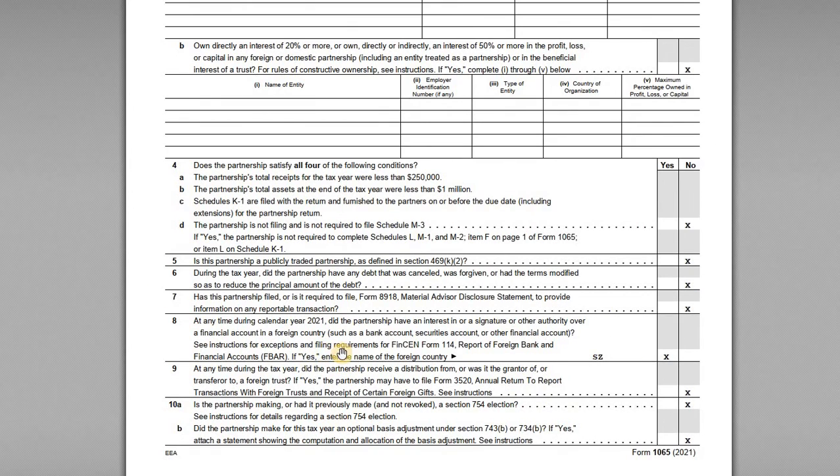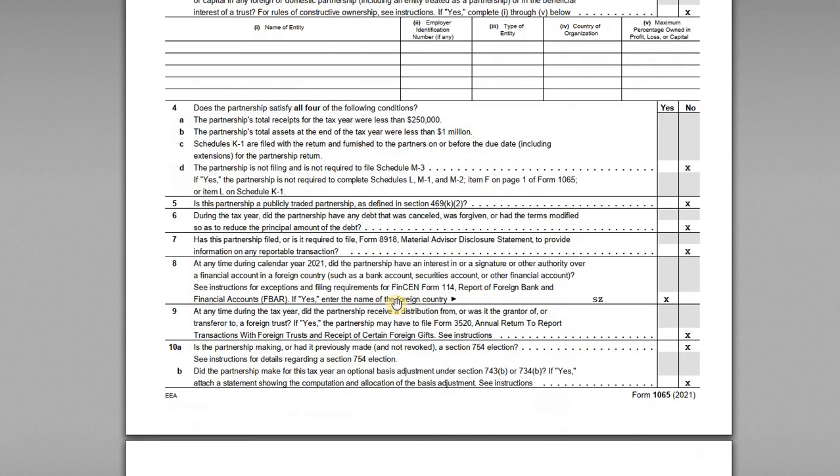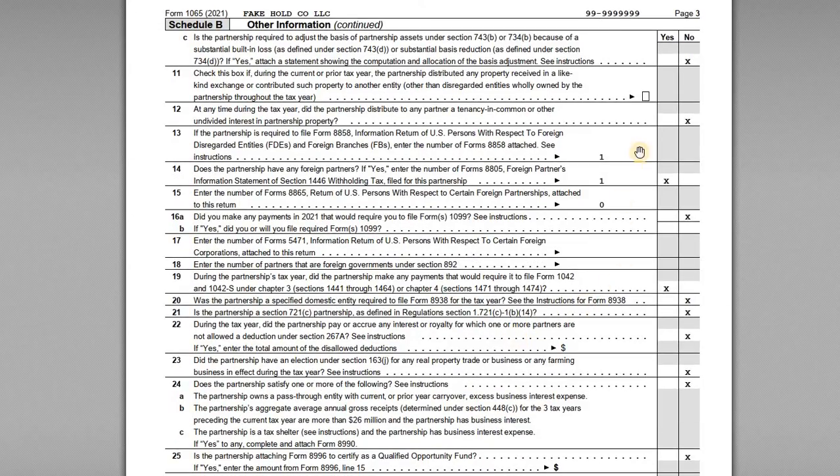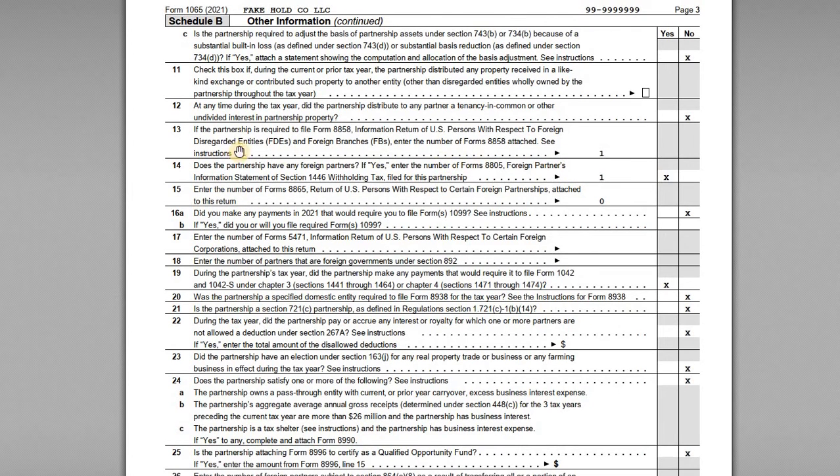In question 8, it asks us if the partnership had an interest in or signature authority over any foreign bank accounts. In our case, yes, right? We have to indicate yes because we have an interest and/or signature authority over a Swiss account. So we've indicated Switzerland there. We will file an FBAR. On page 3, Schedule B continued here. Questions 13 and 14 are important to highlight.